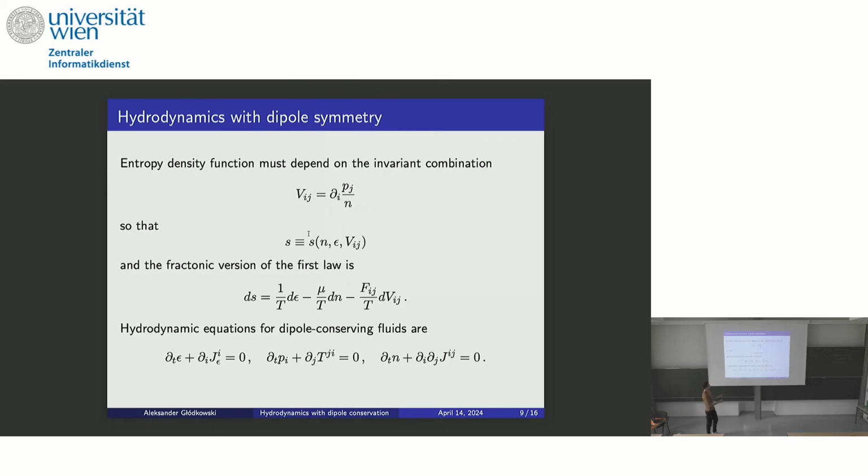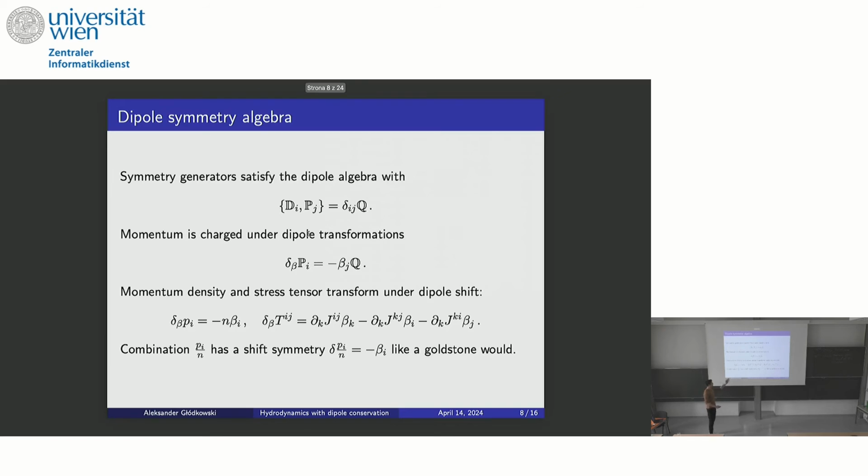And then if we would like to construct an entropy density function for this dipole conserving system, the entropy density has to be consistent with the symmetries. For example, if your system is rotationally invariant, your entropy density will depend on the momentum squared, right? In other words, the velocity will be proportional to the momentum. And here we would like to incorporate this dipole symmetry, which means the entropy cannot depend on the momentum directly because that would not be invariant. And to construct an invariant quantity, we take an analogy to the superfluid.